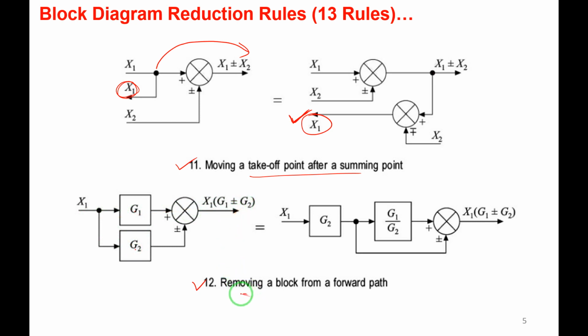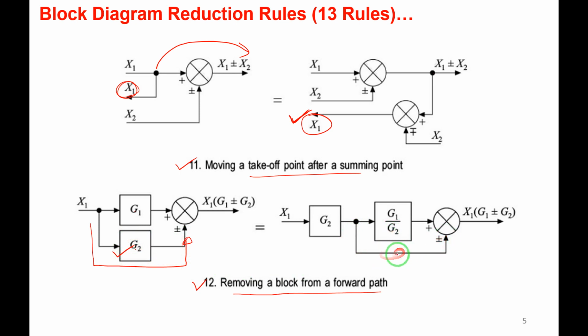Here what is the rule saying? Removing a block from the forward path. So this is the forward path, right? From here it goes to g2 and it gets added at the summing point. So G2 is in the forward path. I want to remove this block from the forward path. You can observe here, this is the forward path, right? So I want to remove this block G2 from the forward path. Just observe here. Yes, it is removed here. Just a straight line has been drawn here.